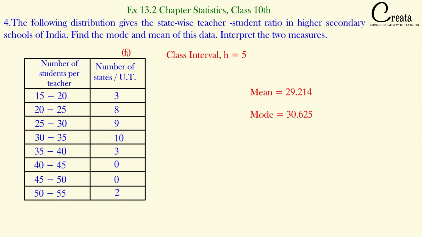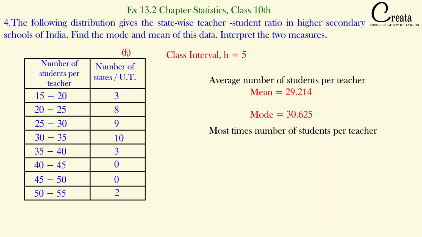It means that on an average we are having 29 students per teacher. This is the mean, this is the average. And mode, the number that repeats the maximum number of times: most of the time we are having 30 students per teacher. One teacher is handling 30 students most of the time, and on average, one teacher is handling 29 students. This is the interpretation of the mean and the mode, the average or the most frequently repeating number.